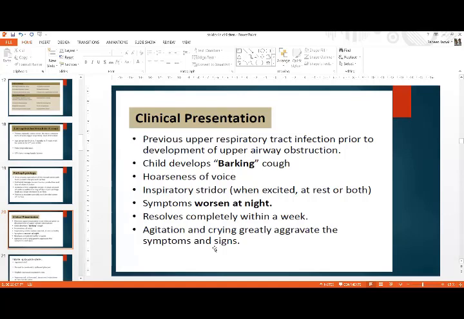Then there will be loss of voice, and the stridor will be more marked during the inspiratory phase of respiration, or it will be precipitated when the child is at rest, excited or bored. The symptoms usually worsen at night. Since it is a viral illness, these symptoms usually resolve within a week. Agitation and crying greatly aggravate the symptoms and signs of the disease. If you make the child agitated or the child starts crying, then there is worsening of the symptoms.